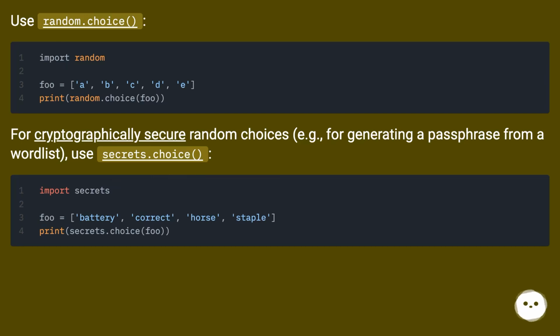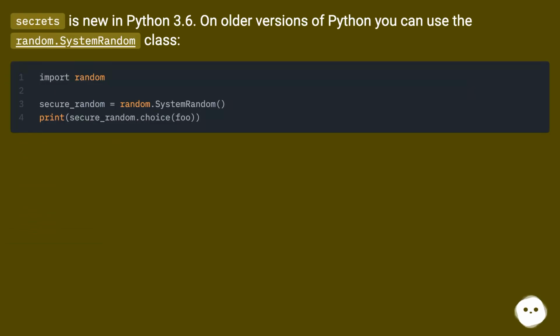For cryptographically secure random choices, e.g., for generating a passphrase from a word list, use secrets.choice. Secrets is new in Python 3.6. On older versions of Python, you can use the random.SystemRandom class.